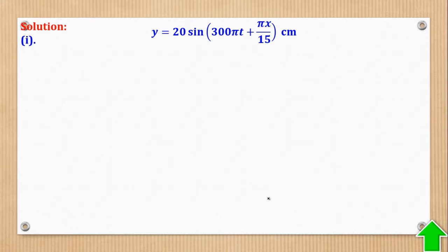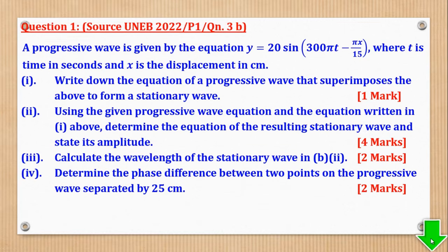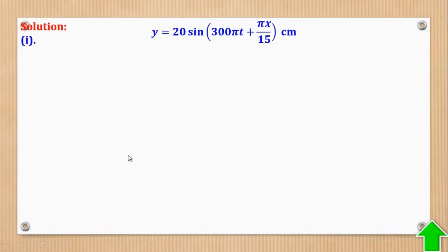So that will be the wave they want for Roman 1. Then for Roman 2, using the given progressive wave equation and the equation written in Roman 1 above, determine the equation of the resulting stationary wave and state its amplitude. So there you have, they want us to add. So the resulting wave is got by adding the two waves.